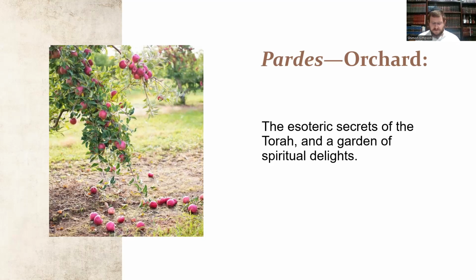What type of orchard is it referencing here? Four sages entered the orchard. What orchard is it talking about? It's referencing the esoteric secrets of the Torah. This is a hidden garden of spiritual delights, because there's no greater pleasure for the soul than the spiritual bliss of understanding the deepest wisdom contained in the Torah. So the Talmud tells us that four sages entered the orchard.